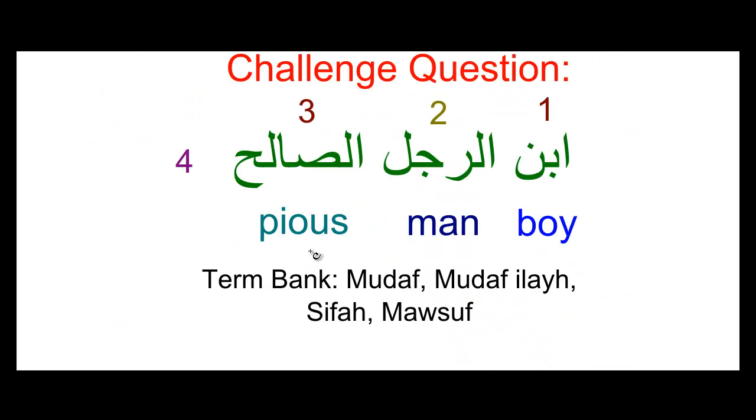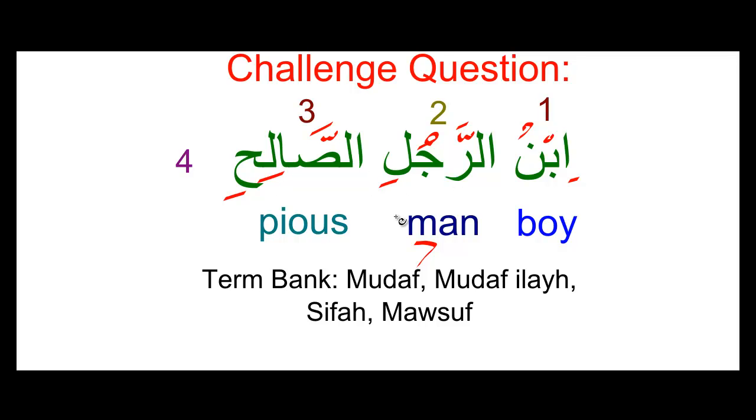Now I have a challenge question for you all. The purpose of this question is to practice what we've learned in the past few lessons and put them all together. Mudaf ilayh is something we learned in lesson number 7, so you can go back to that and check it out to review if you need to. Now in this question, all you have to do is use these labels for all three of these words. So here we have ibn, we have ar-rajul, man, and we have as-salih, pious. Let me add the harakats for you. Ibn ar-rajul as-salihi.